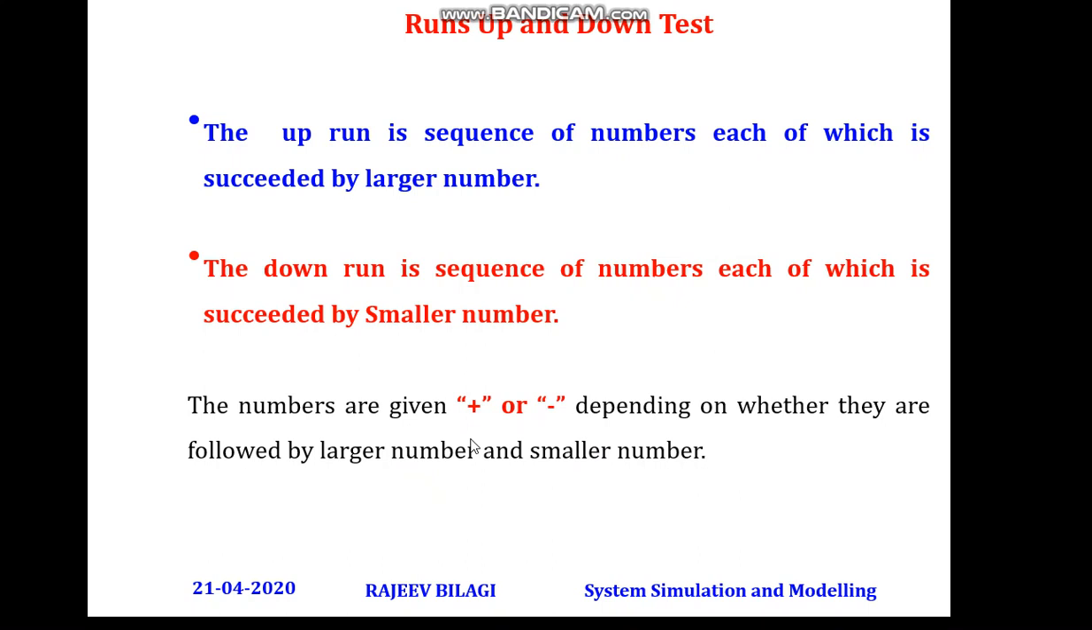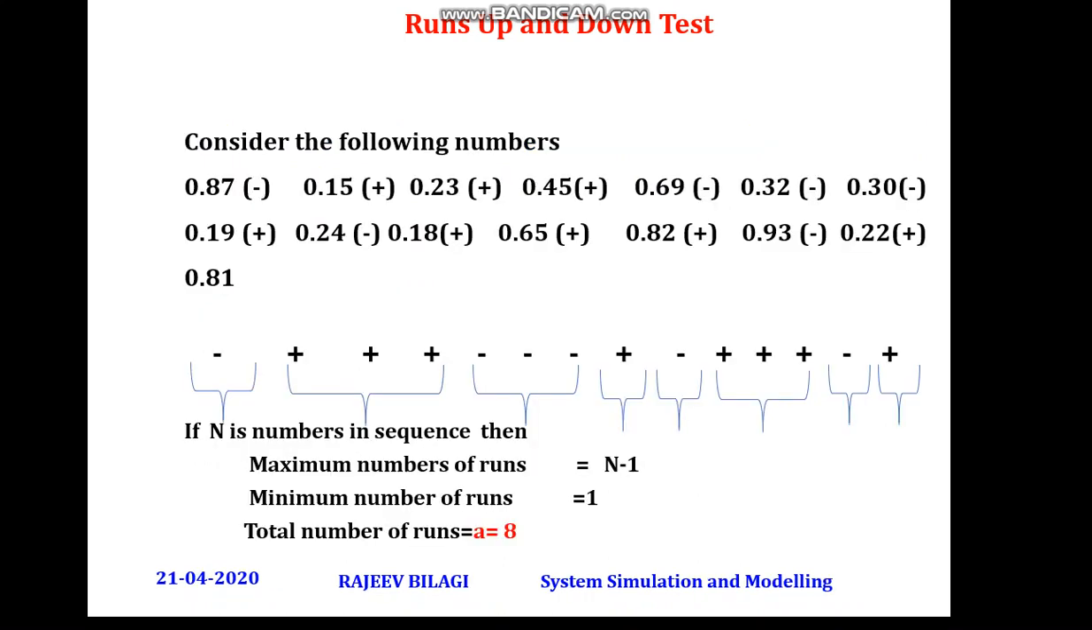Okay, this is very, very important. If you make any mistake here, it becomes very difficult for you to continue with the problem. Now consider a particular sequence of numbers: 0.87, 0.15, 0.23, 0.45, 0.69, like this. I have a certain set of numbers. In this, look at the first number 0.87 and the very next number.